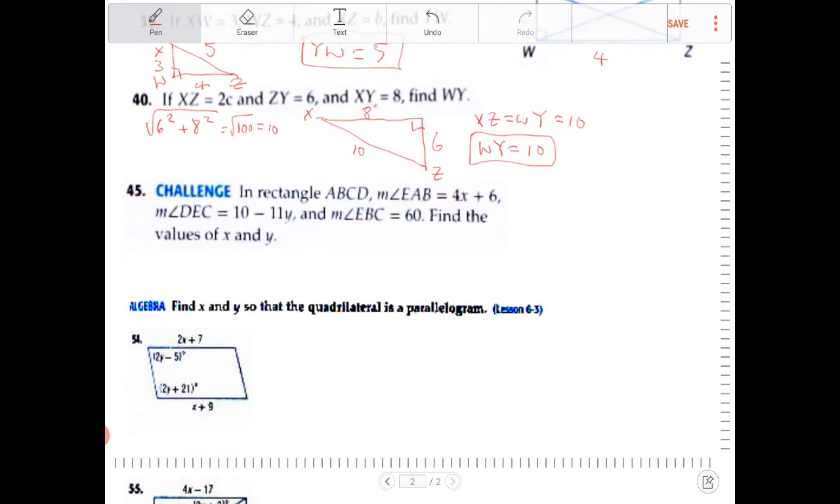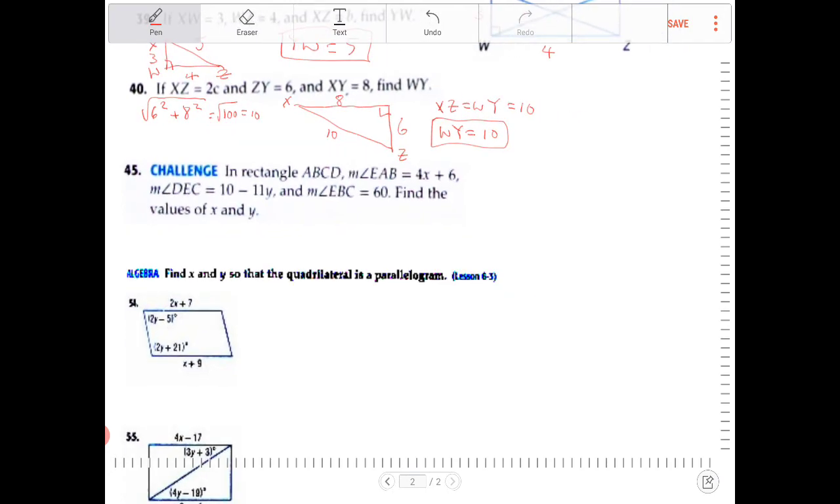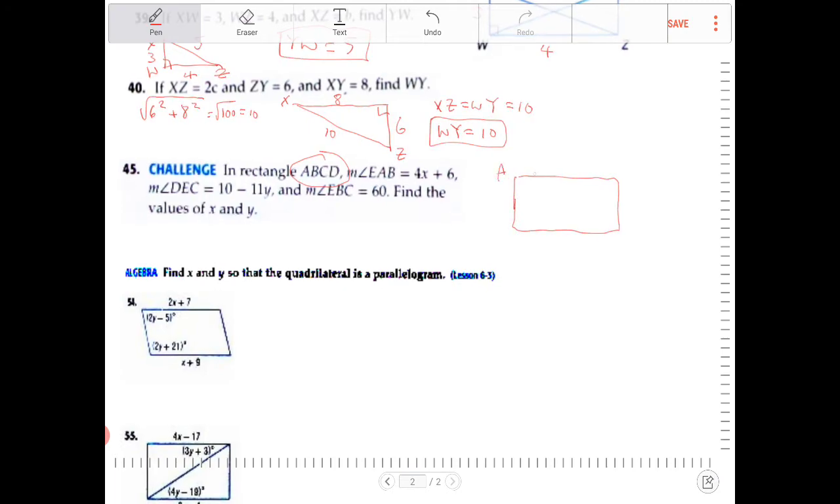Okay, number 45, rectangle ABCD, EAB. So here we need to actually draw this out. The way in which we read this, everything will always go in either clockwise or counterclockwise orientation. So we can draw it like this, A, B, C, D. And it really doesn't matter whether we draw it clockwise or counterclockwise.